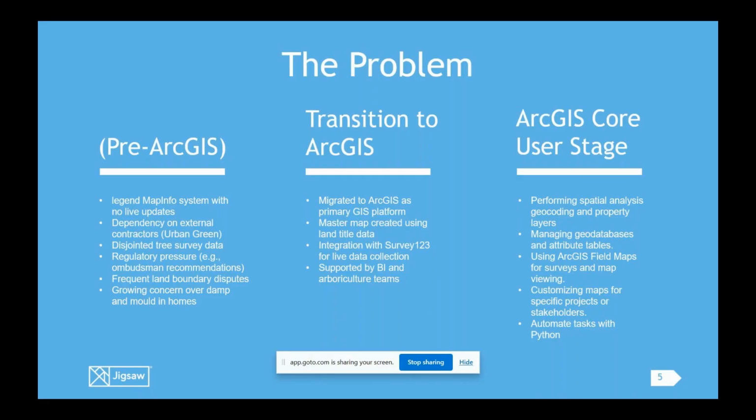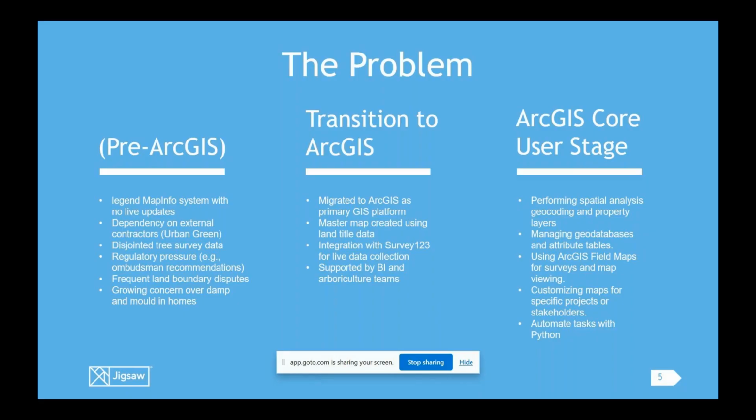So at the moment, ArcGIS is used for performing spatial analysis. We geocode some of our data from our data warehouse. We also manage some geodatabases and attributes, which are the tables that we then export to do some of our analysis.